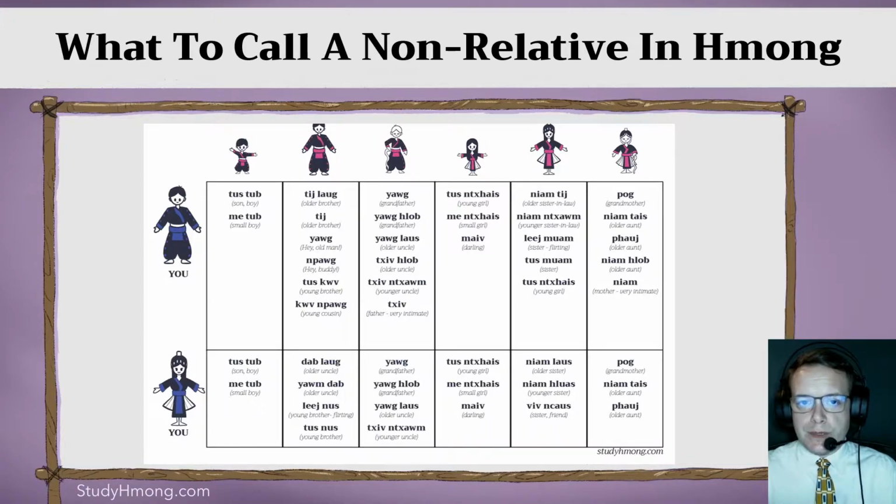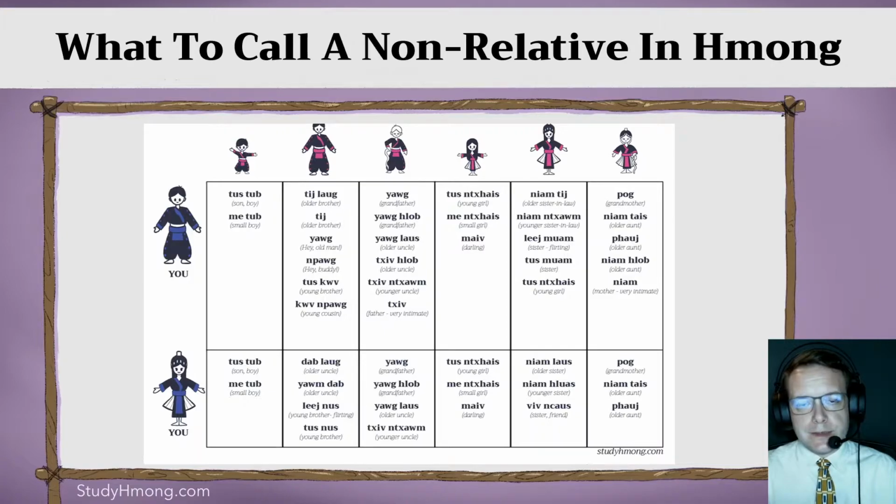So when Hmong people meet each other, oftentimes one of the first things they ask is how they're related to each other, if they are. But what if you're not related? Or like me, you're not Hmong or married to a Hmong person, or therefore related to any Hmong people. What terms would I use? What terms could you use?